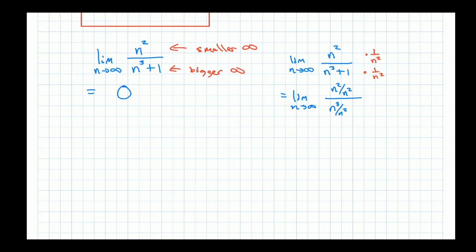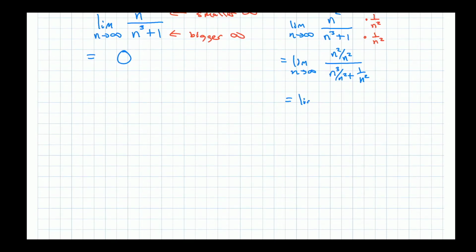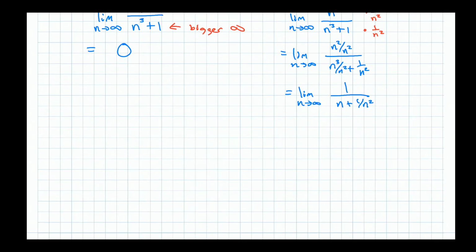cubed over n squared plus 1 over n squared, which is the limit as n goes to infinity of 1 over n plus 1 over n squared. And then when n goes to infinity, 1 over n is 1 over infinity, and 1 over n squared is 1 over infinity, which is 0. So you end up with 0.